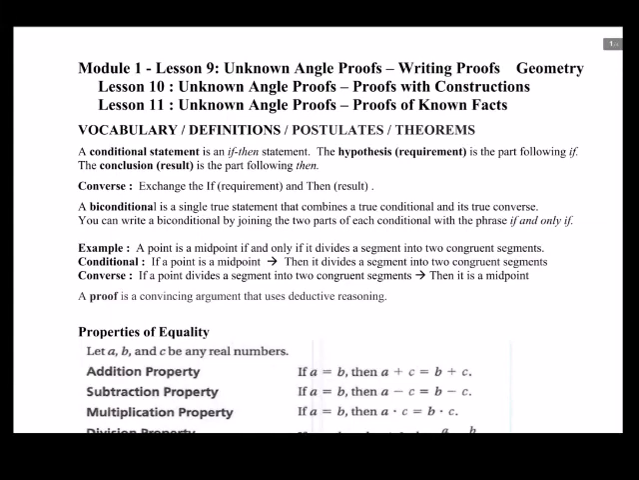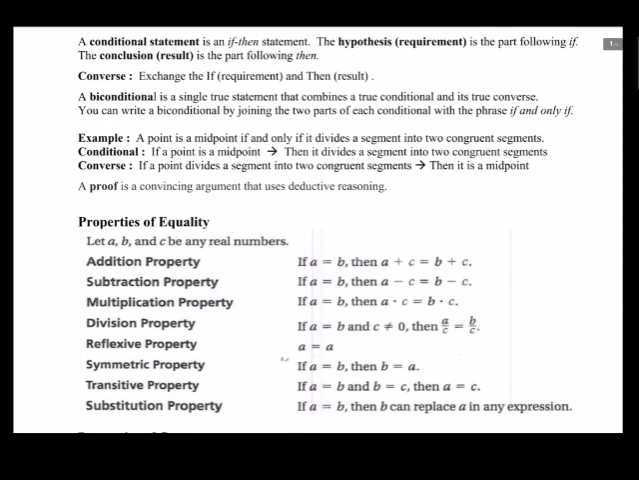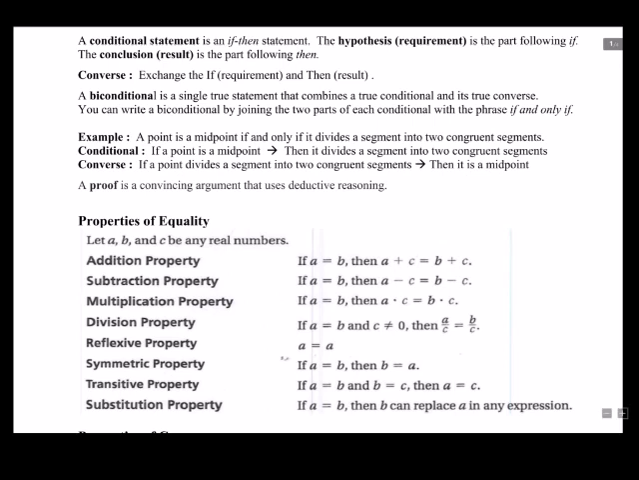Module 1, Lessons 9, 10, and 11. We are now going to be dealing with our unknown angles, and we are going to start writing proofs with them. So let's start out with some vocabulary.